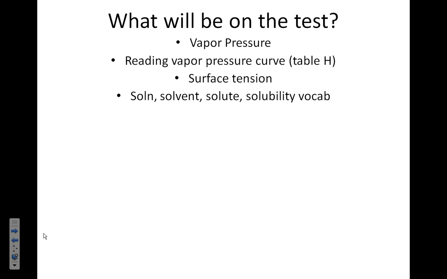Vocabulary. You need to know what the word solution means, you need to know what the word solvent means, you need to know what the word solute means, and what solubility means. So feel very, very comfortable with this terminology, because it's going to be all over this exam.